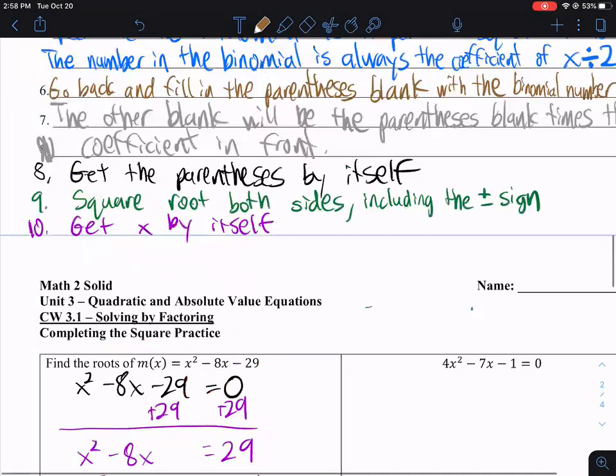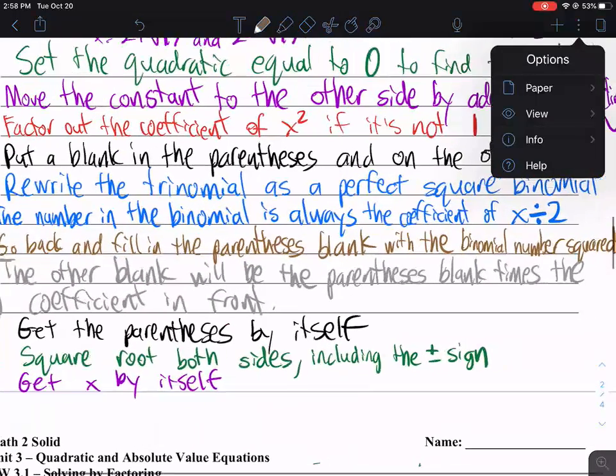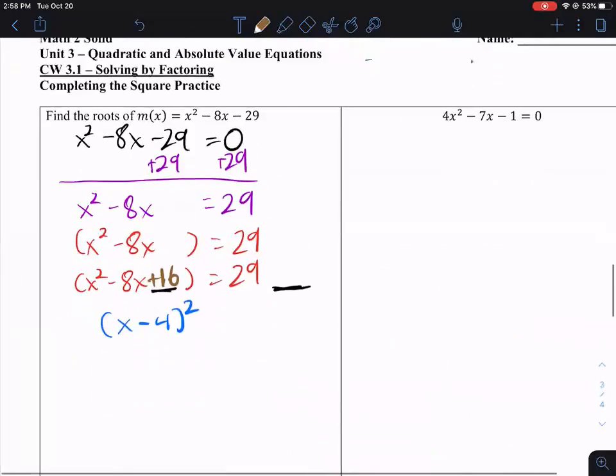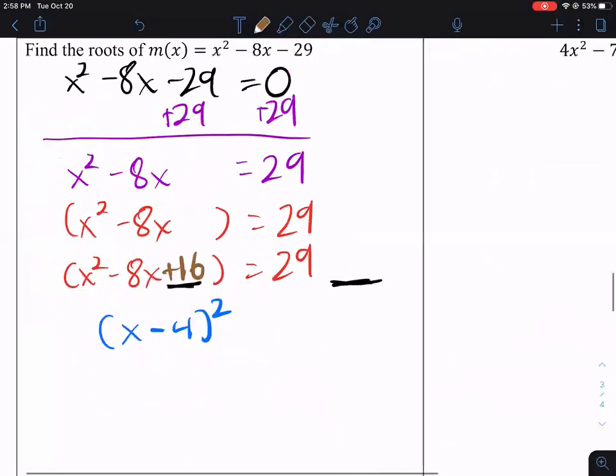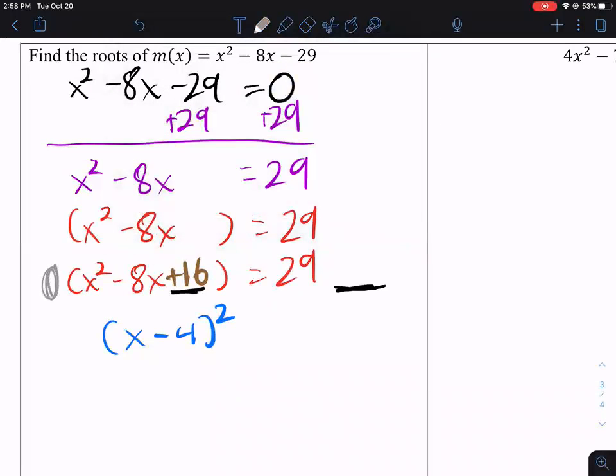Okay, so now the other blank will be that parentheses blank times the coefficient in front. Okay, so this is the question one of the other students asked earlier. Well, for this problem, there's nothing in front, right? So there's nothing to multiply the 16, or technically it's a 1. So in this case, it is the exact same number in both blanks, because 1 times 16 is still 16. All right, so again, it all depends if there's a number in front of the parentheses or not.